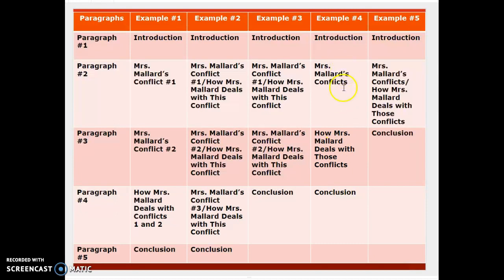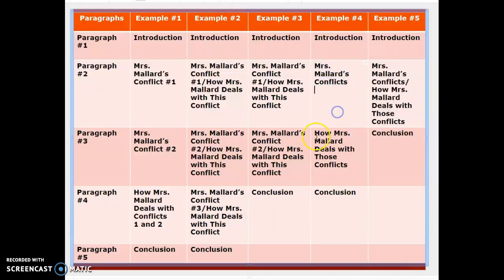Example 4, in this one, you might just write one paragraph to give all of Miss Mallard's conflicts, and then a second paragraph in the body to tell how she deals with all of those conflicts, and then a conclusion. In my personal opinion, I would suggest not to choose this option unless you're very, very careful and intentional with how you structure the essay, because if you discuss all of her conflicts at one time, there's the potential for your paragraph to become very bogged down. Again, this could work if you're careful with it, but you don't want to choose this option unless you have a very specific plan for how you want to organize the two body paragraphs to make sure that your readers can follow your argument.